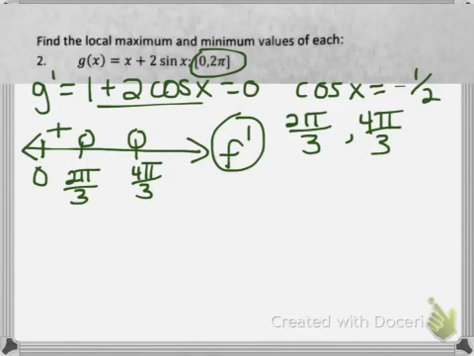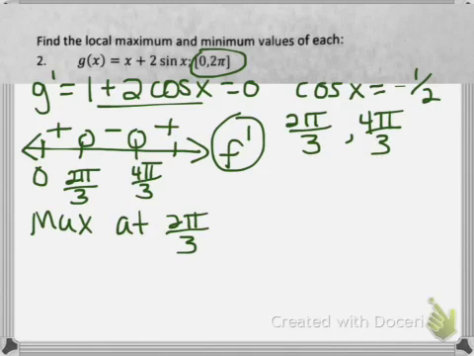Then I would check between 2 pi over 3 and 4 pi over 3, which I could check pi, get a negative if I plug pi in. Okay, and then I could check over here like 3 pi over 2, and I get a positive. So what did we just find? We know that I have a local max at 2 pi over 3. Why? Because f prime goes from positive to negative.